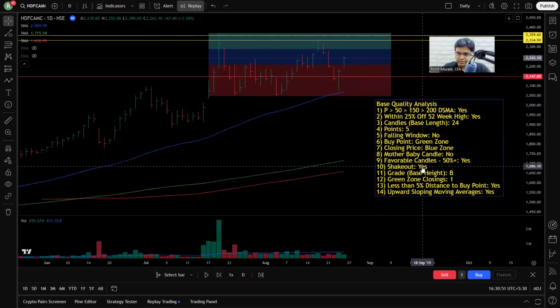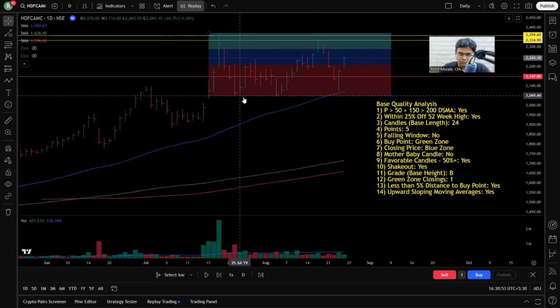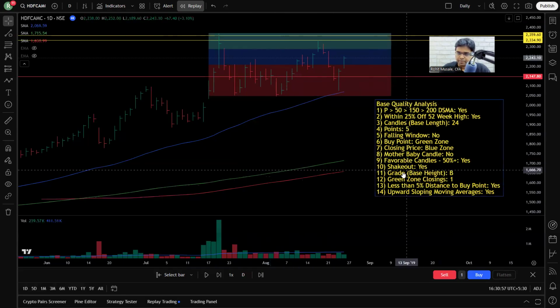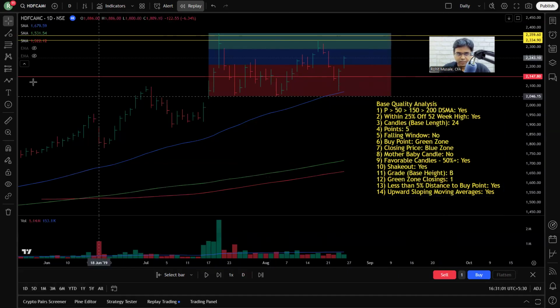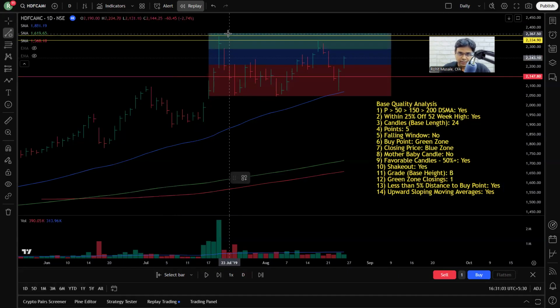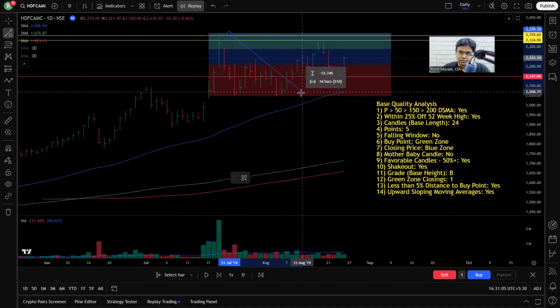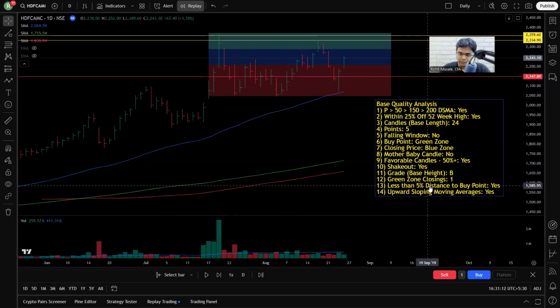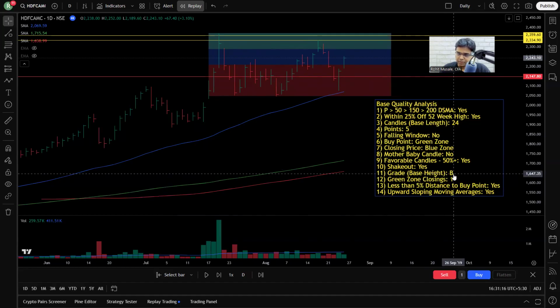Is there a shakeout? Yes. The low of this was taken out by the low of this candle. That's why this is 0.2. Grade, that means base height is B. So let's look at base height from here till here. It's roughly 14%. So 0 to 10% is A, 10 to 20% is B.